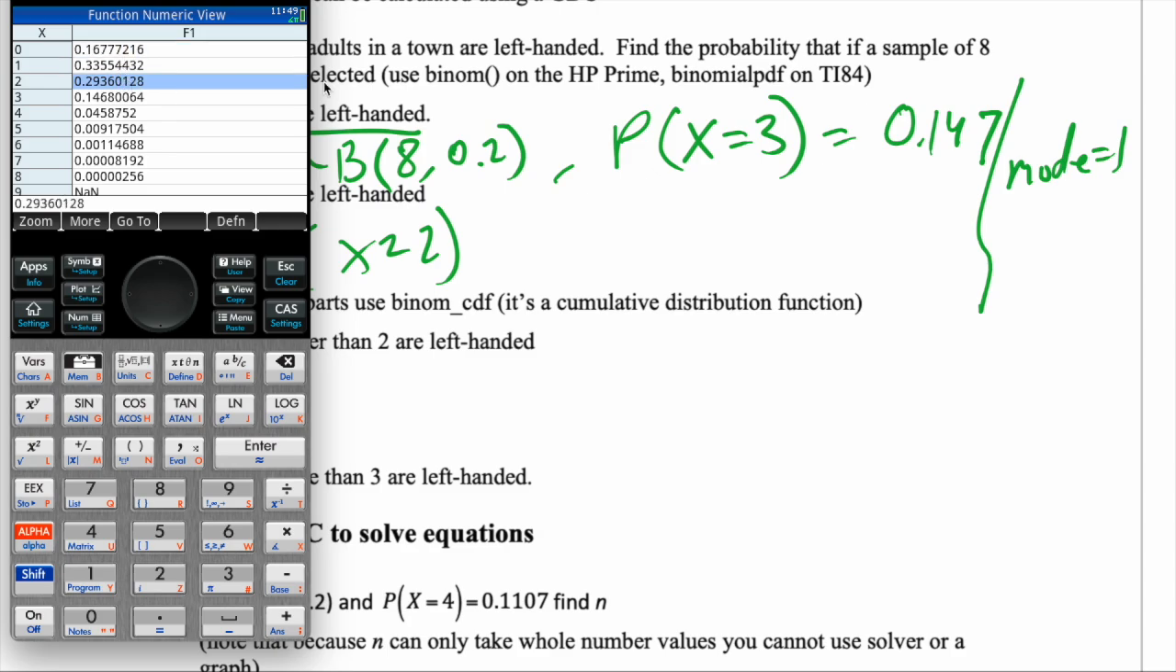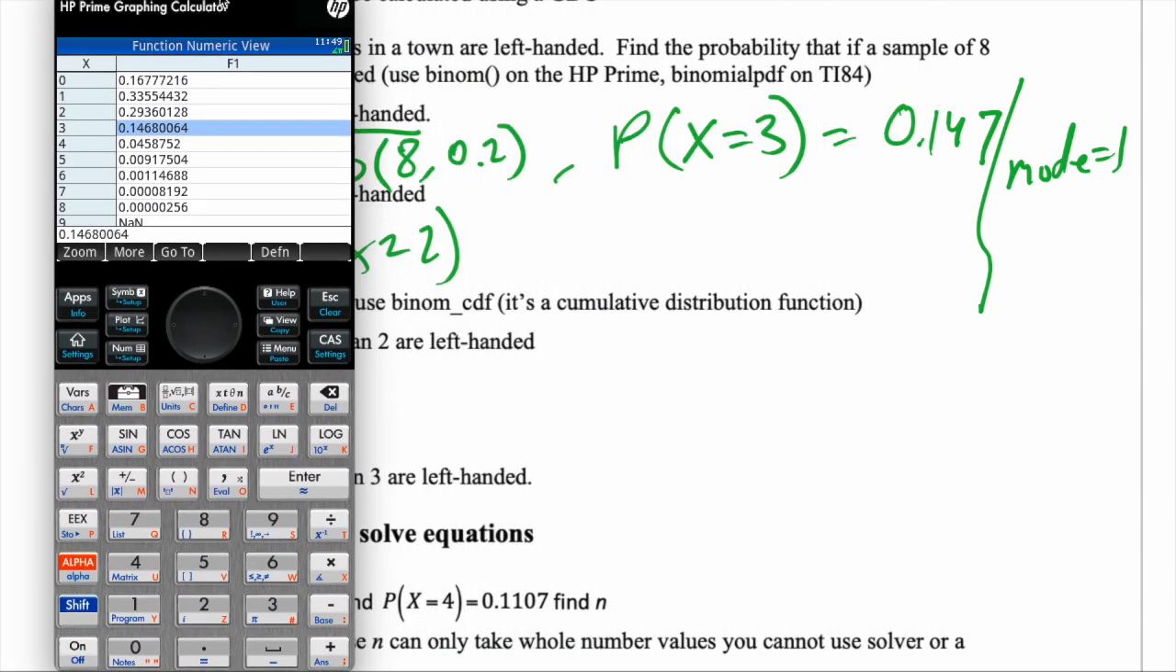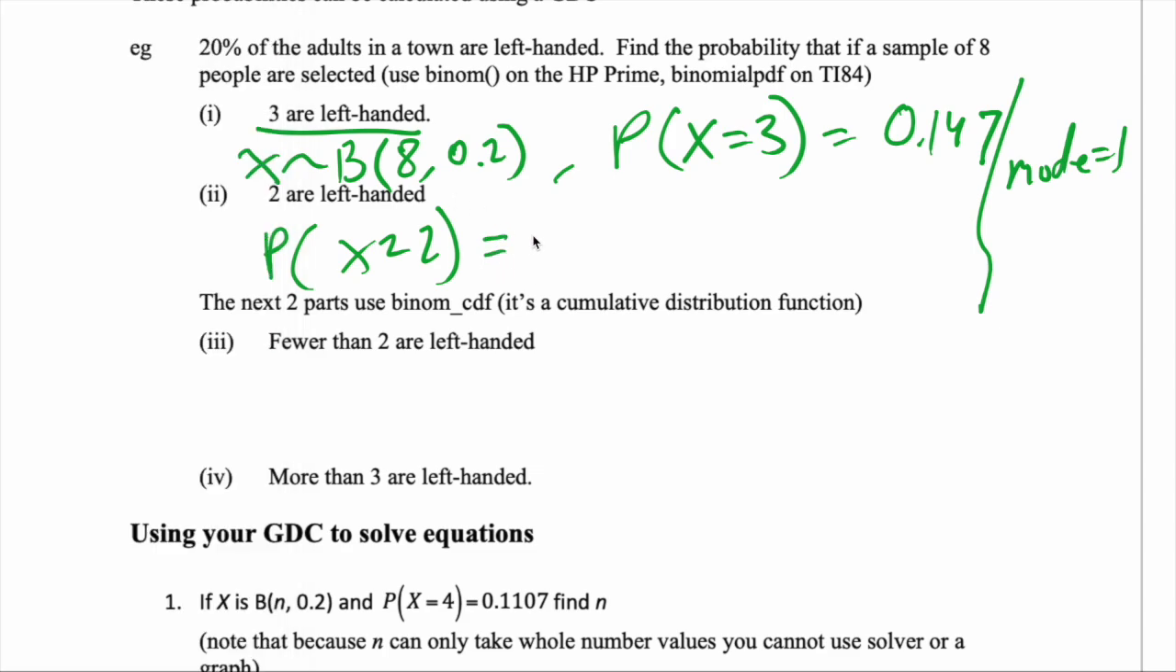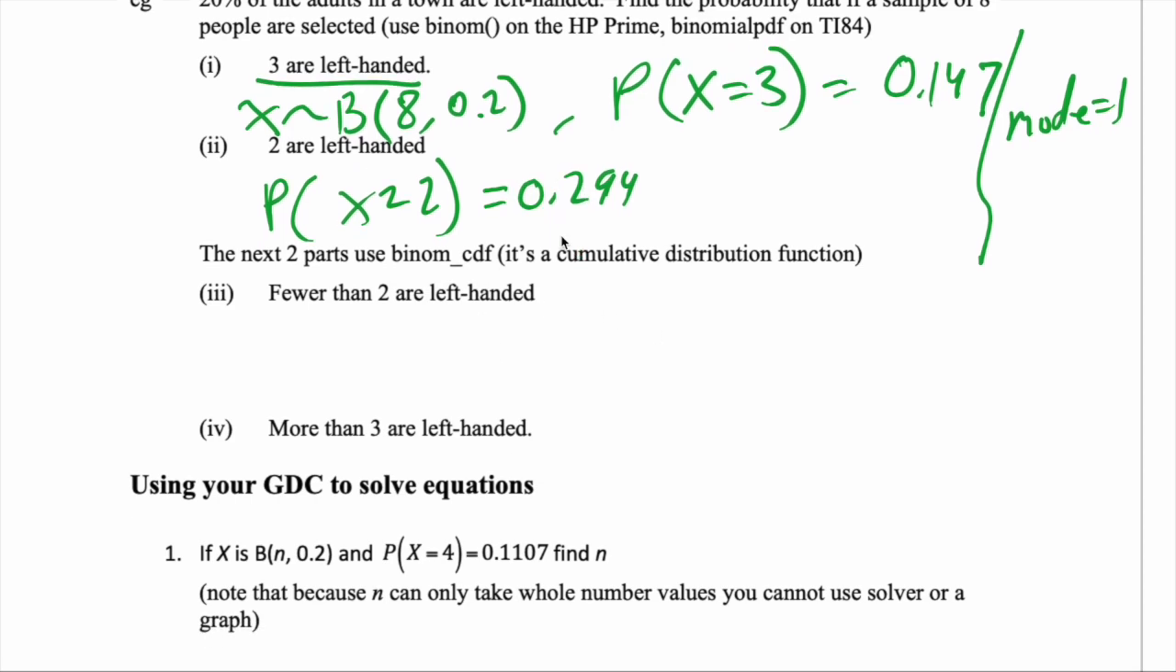So anyway, we can get all the answers we want. See, this is 0.147, which matches what we got here. And if we're looking at 2 left-handed people, that's 0.294, or 29.4% chance. Okay, so next we're going to do the cumulative distribution function.